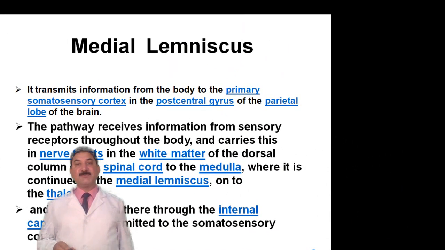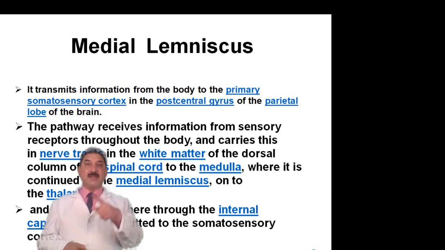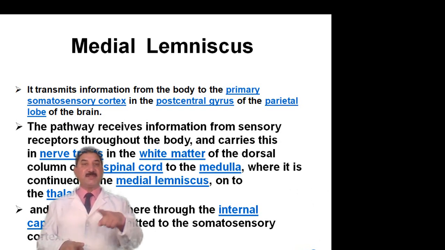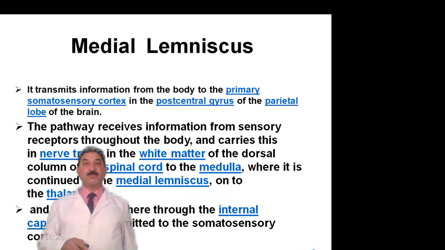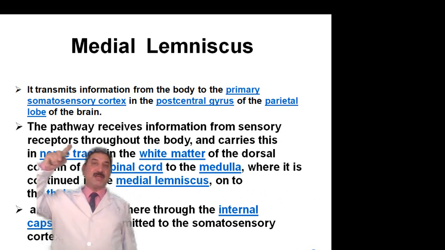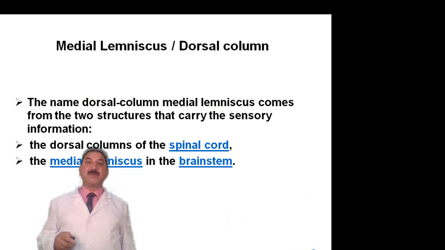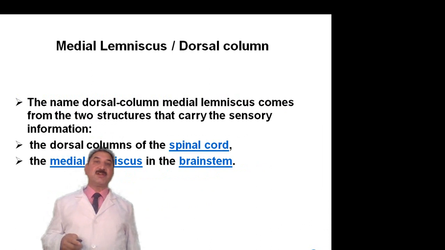So the medial lemniscus transmits information from the body to the primary somatosensory cortex in the postcentral gyrus of the parietal lobe of the brain. The pathway receives information from sensory receptors throughout the body, carries this in nerve tracts in the white matter of the dorsal column of the spinal cord to the medulla, where it is continued in the medial lemniscus onto the thalamus, and relayed there through the internal capsule and transmitted to the somatosensory cortex.